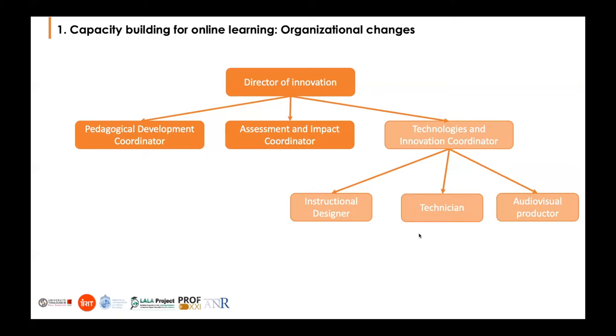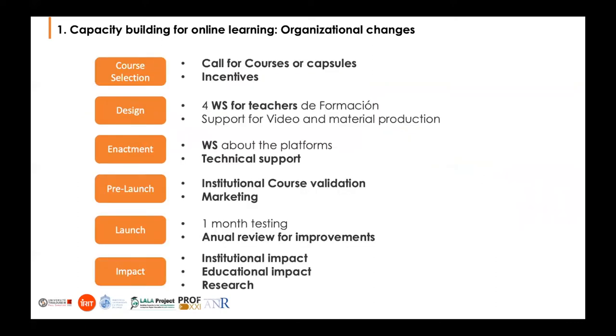But when you're doing organizational changes, what we saw is that it was very important to create a culture around digitalization. And for that, we had to change some of the processes. Let me share with you one of the processes that we launched to make digitalization part of the university culture. One of the things was to propose a call for courses.